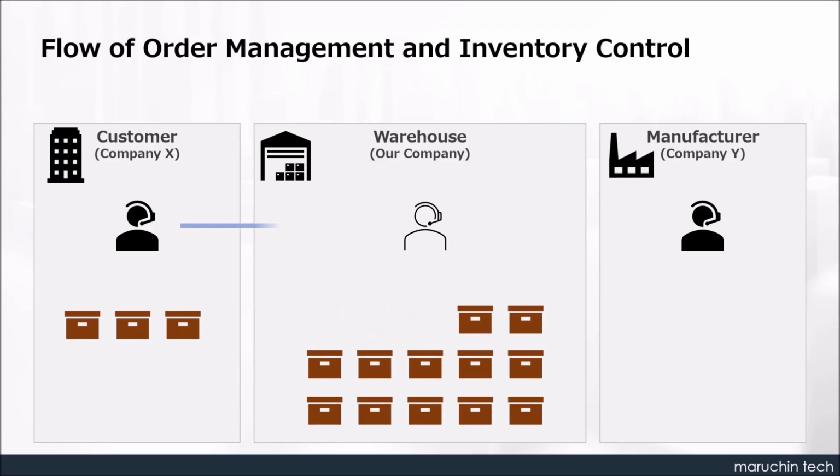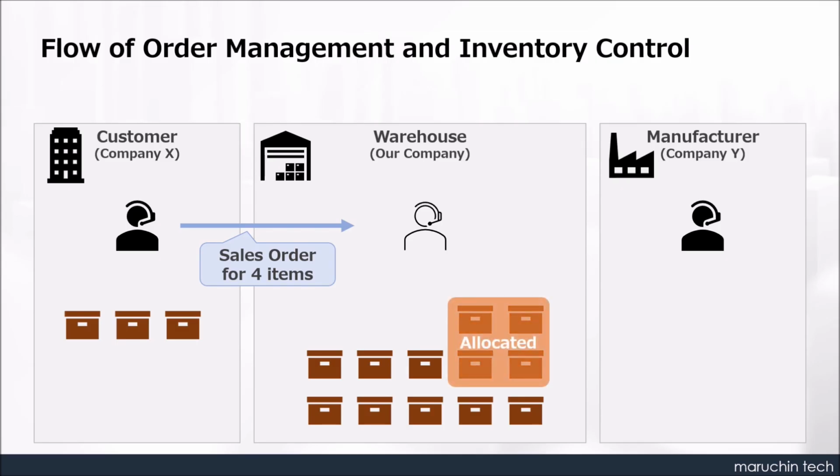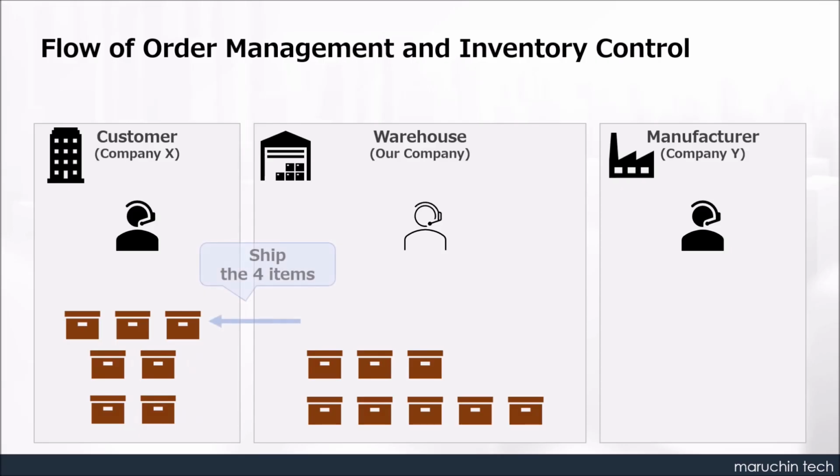Next, we receive another sales order for 4 units of product A from the same customer. After the previous process is finished, we currently have 12 items in stock. Using the same process as before, we allocate 4 items. Since 4 are allocated, the unallocated available inventory becomes 8. As before, we ship the 4 items. The logical inventory now becomes 8.